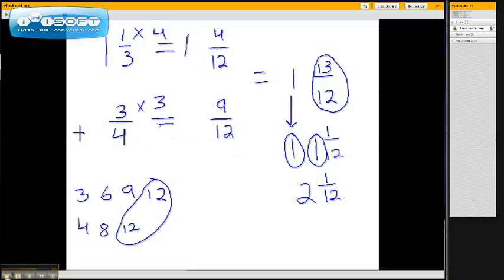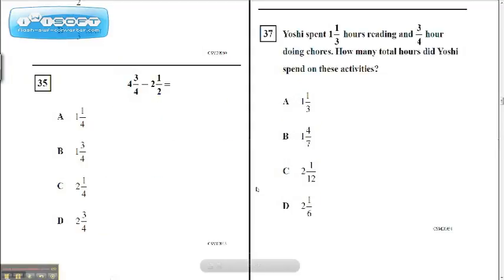We followed all the steps. We focused on the fractional side. We created equivalent fractions here. We added, and we came up with 1 and 13 twelfths. But 13 twelfths is an improper fraction. And when you switch the improper fraction to a mixed number, it becomes 1 and 1/12. So I have a whole number of 1 plus another whole number of 1, and 1 plus 1 is 2. So you have 2 and 1/12. And in fact, that's exactly what it was, choice C. So Yoshi spent 2 and 1/12 hours reading and doing chores.